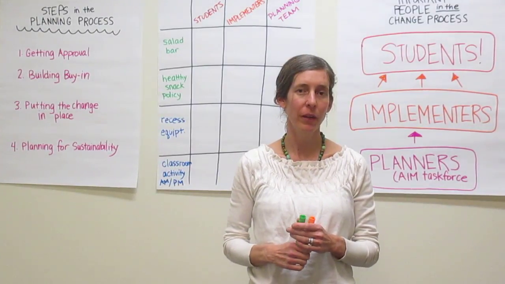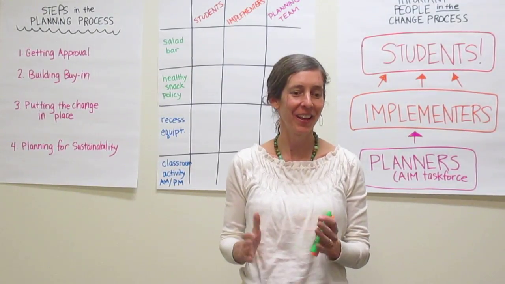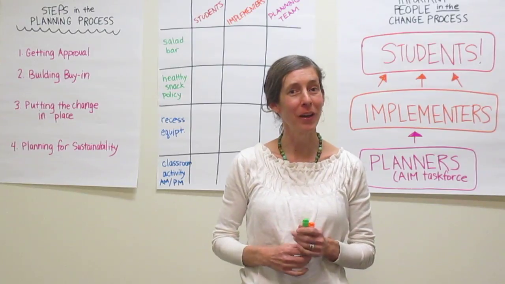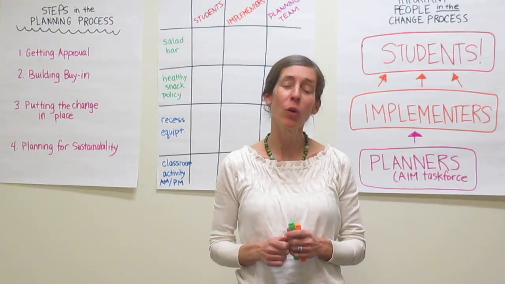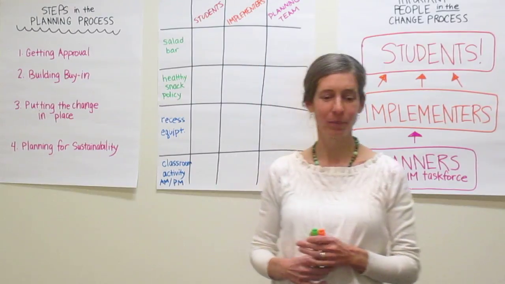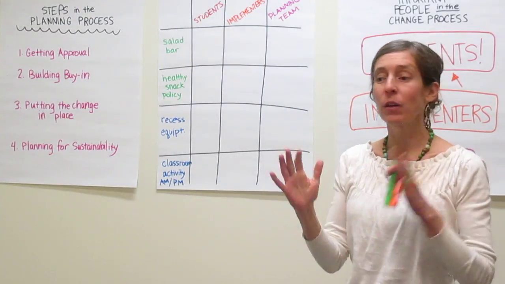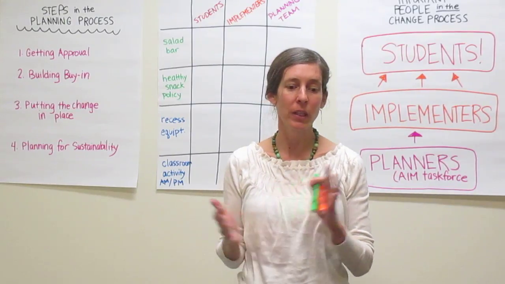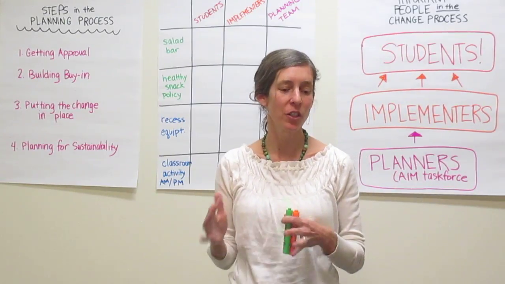Okay, ready? All right, so I'm Carla, and I'm going to be walking you through AIM Meeting 4, Agenda Item 2, called Getting Started with Action Planning. Now that we've started the Make It Happen phase of AIM, we're really going to focus these meetings on putting our changes in place.